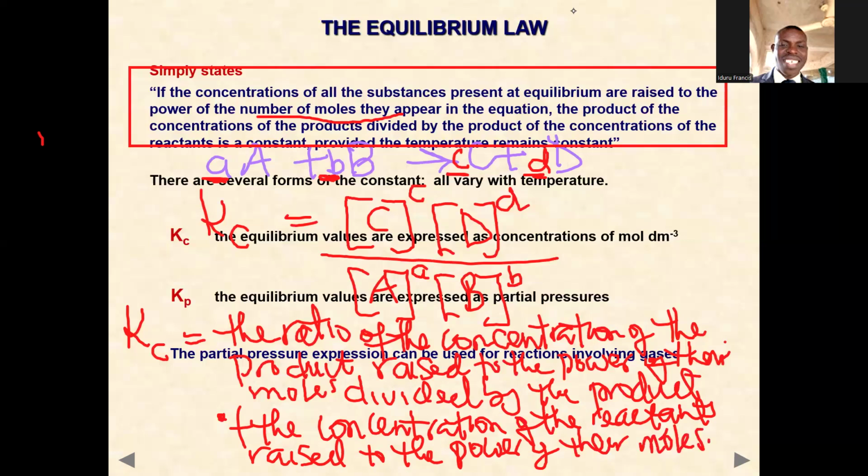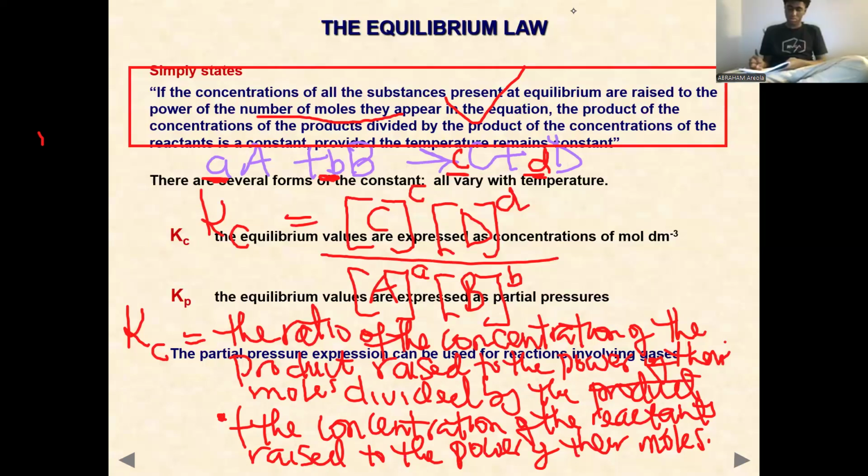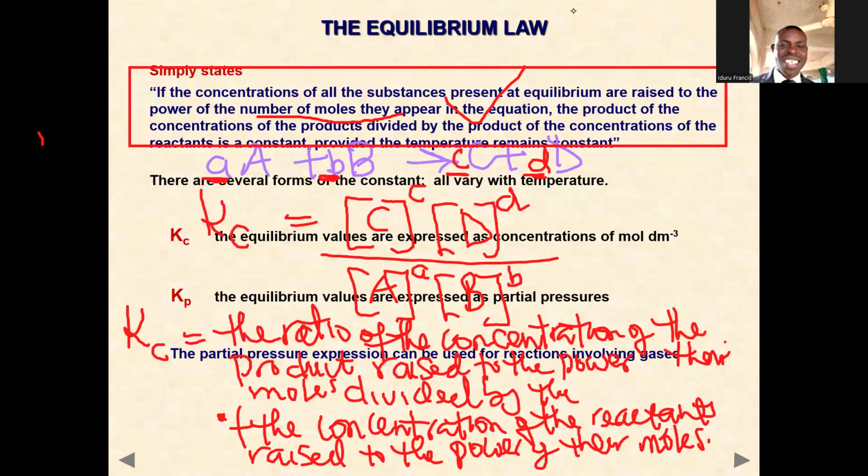So what all this was saying is the ratio of the concentration of the products raised to the power of their moles, divided by the product of the concentration of the reactants raised to the power of their moles. You can use the word multiply here.